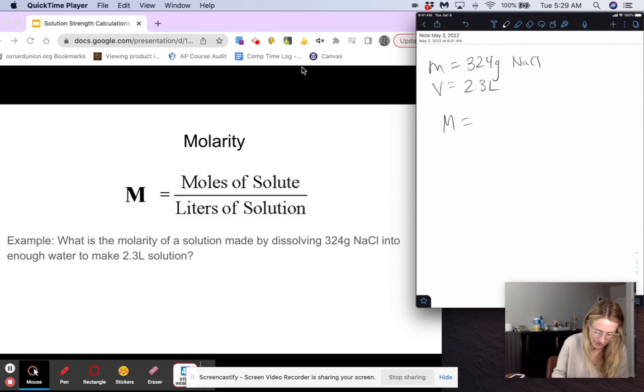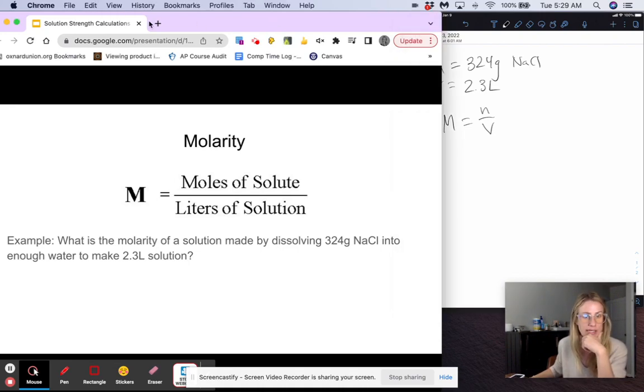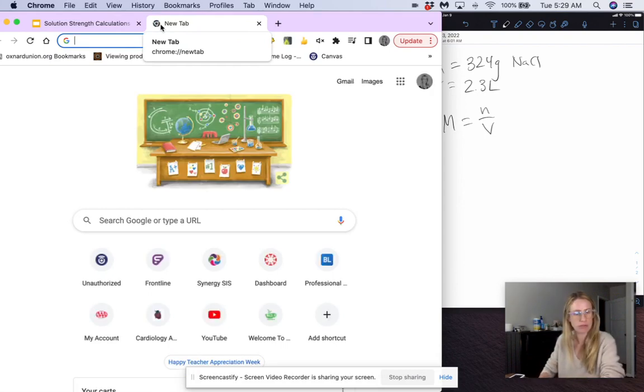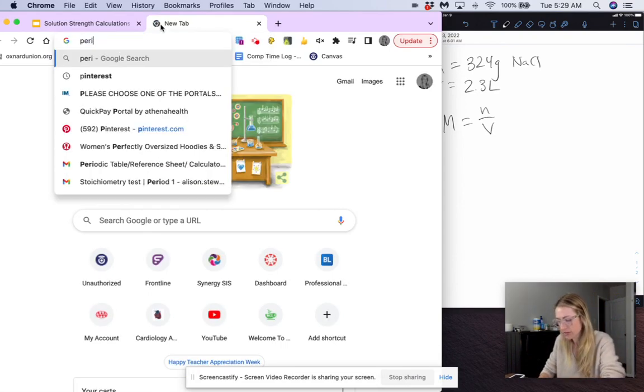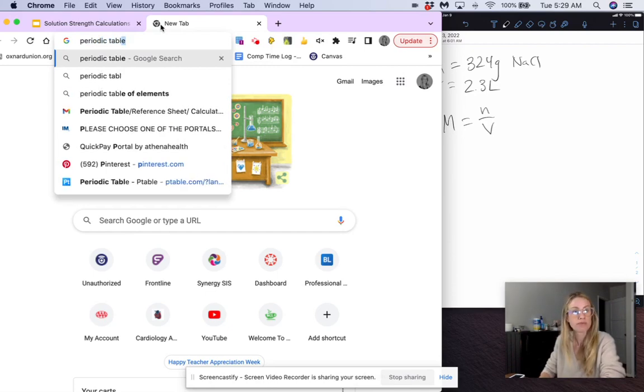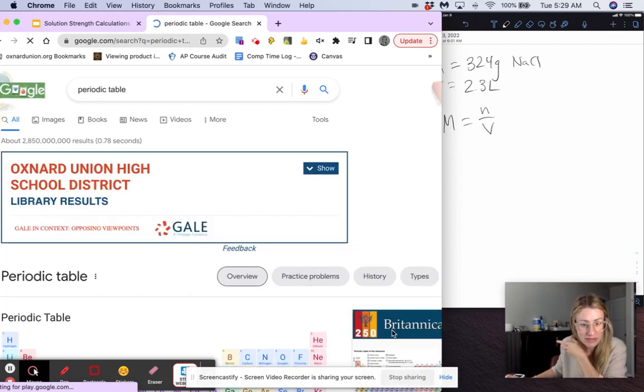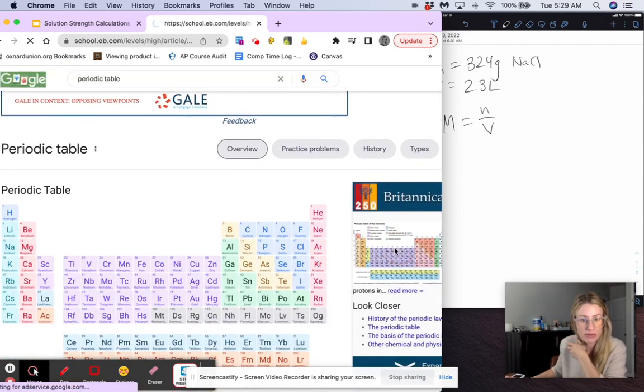Now I know the molarity is going to be the moles of solute over liters of solution. So I shouldn't put M. Remember, moles is n over volume. So I need to change this mass into moles. Now the way to do that is that we have to look at a periodic table. And I do not remember the molar mass of sodium and chloride off the top of my head. So I'm just going to look at a periodic table. Of course, you could just Google molar mass of sodium chloride. That would be fine too. But we're doing it the old school way.